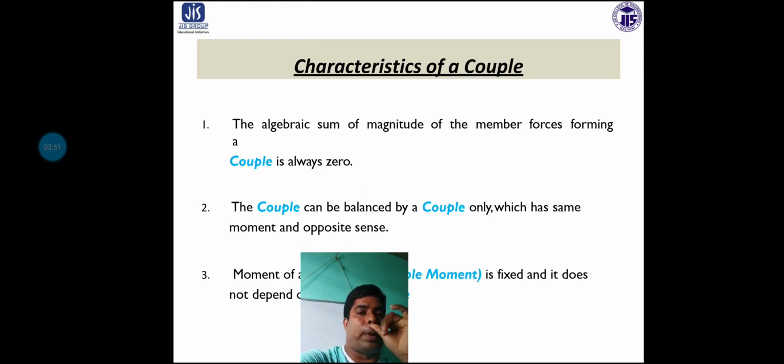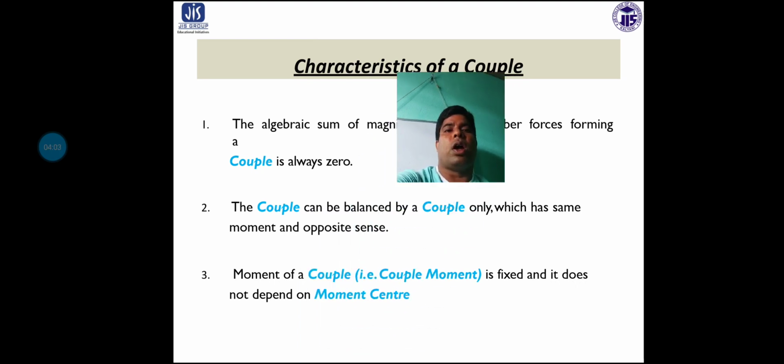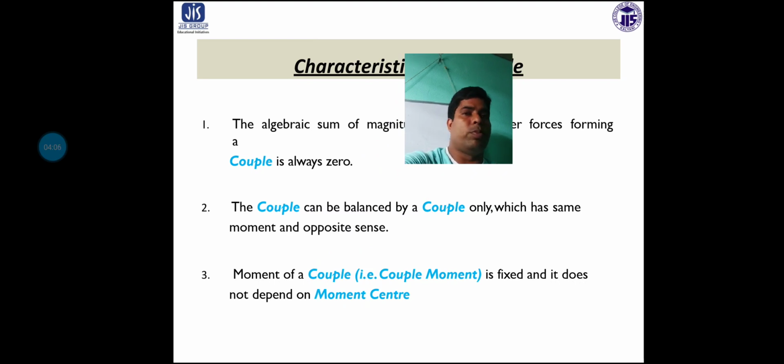The characteristics of a couple. The algebraic sum of the magnitudes of the forces forming a couple is always 0, and a couple can be balanced by a couple only. So a couple can be balanced only by a couple, not by any other type of moment or force which has the same moment and opposite sense. The moment of a couple is fixed and does not depend on the moment center.